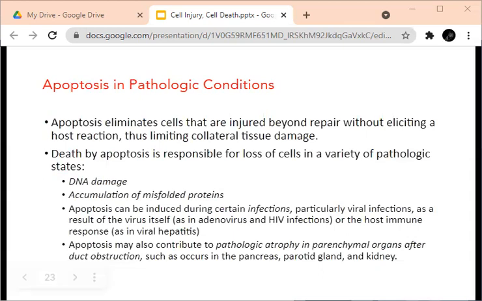And then also with accumulation of misfolded proteins, okay? Meron tayong parang stress in the endoplasmic reticulum. So yung misfolded protein, hindi na siya properly na tupi ng cell. So misfolded siya, dapat yung tupi niya ganito, pero by certain cell injury, nagkaroon tayo ng accumulation or misfolding of the proteins, and therefore it accumulates within the cell, and therefore it will undergo apoptosis or programmed cell death. And also apoptosis can be induced during infections, such as adenovirus and HIV. And then apoptosis may also contribute to pathologic atrophy in parenchymal organs after duct destruction, such as in the pancreas, parotids, and your kidneys. All right.